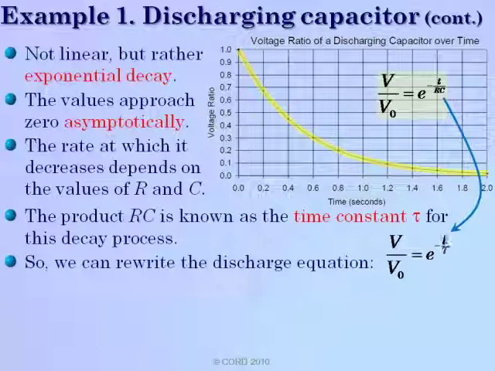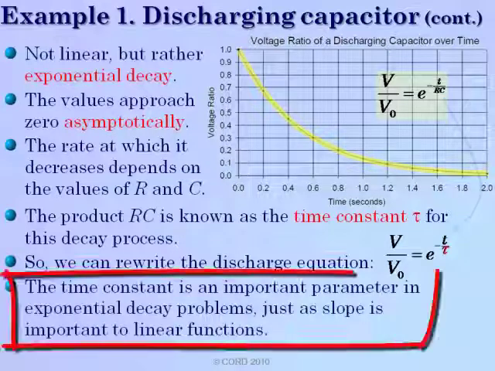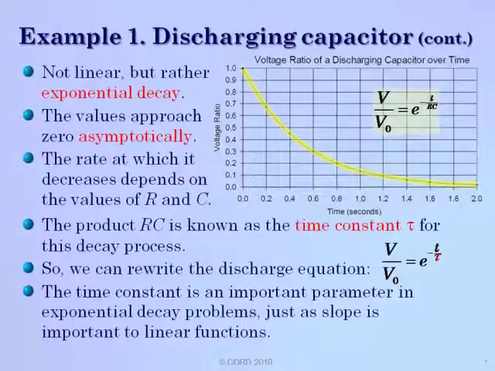And we can rewrite the discharge equation then using that tau, that product of R and C. So V over V0 is equal to e raised to the minus t over tau power. That time constant is a very important parameter in exponential decay problems, just as slope, we learned, is important in linear functions.